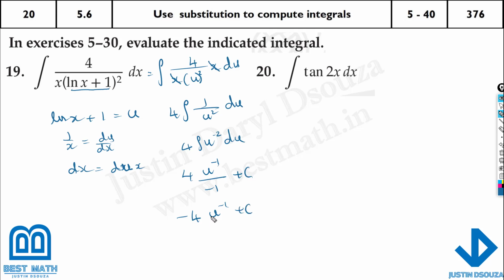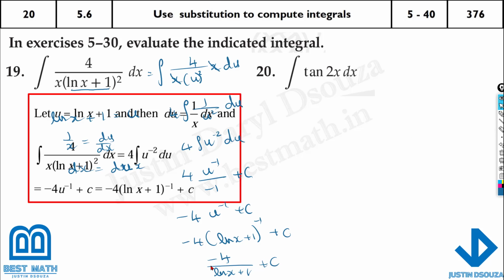So that's the answer. Now all I need to do is substitute back whatever is u. Minus 4 times ln x plus 1 to the power minus 1 plus c. This is power minus 1. I can take it to the denominator, so it will be minus 4 over natural logarithm x plus 1 plus c. That must be the final answer. Here we go. It is. Now they have not done this last step because it's minus 1. I took it down, but you can just leave it like that as well. But I would suggest you go ahead with this step as well. It's writing exam. You can get it as simplified as possible.